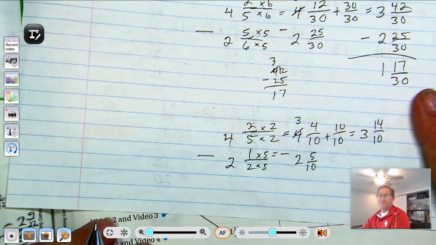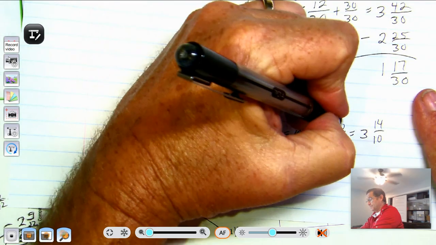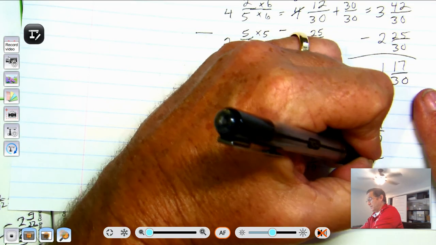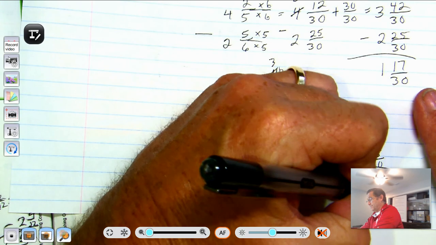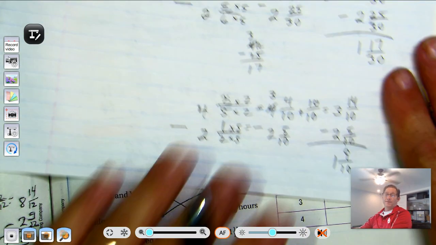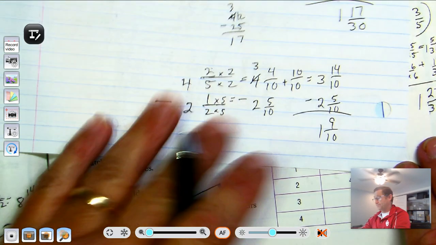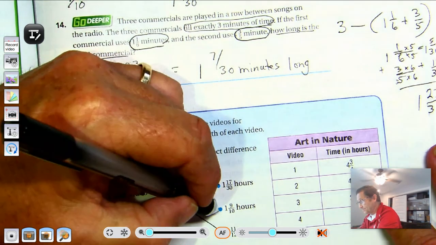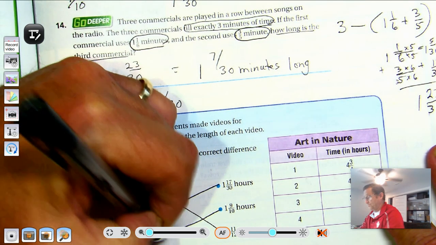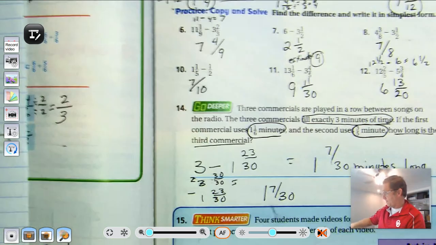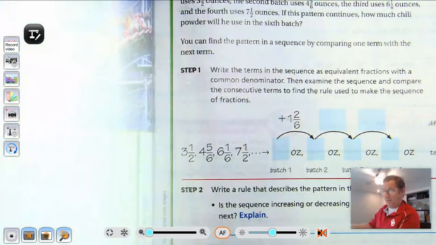and 14/10 minus 2 and 5/10. So we get 1 and 9/10. So yes. All right, page 286.